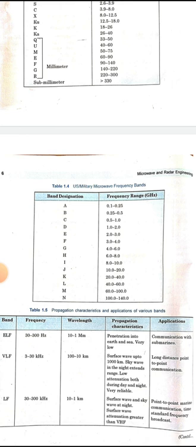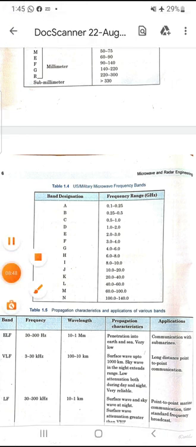I band, 8 to 10 gigahertz. J band, 10 to 20 gigahertz. K band, 20 to 40 gigahertz. L band, 40 to 60 gigahertz. M band, 60 to 100 gigahertz. And then N band, which is 100 to 140 gigahertz. So this is all about the frequency band distribution for industrial applications as well as military microwave frequency band applications.